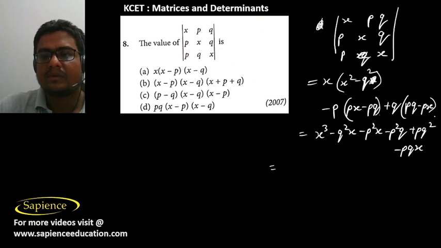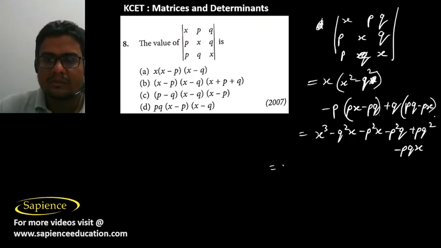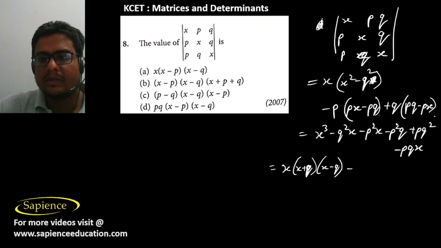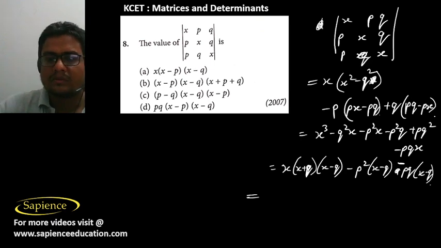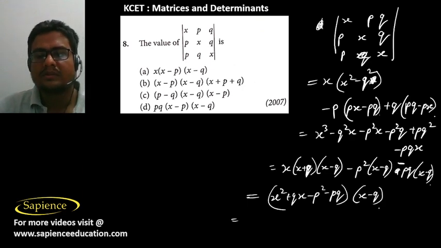Okay, so then here what we can do, we can take x minus q as common. So this we can factorize. So this will be x into x plus p, x plus q into x minus q. This will be minus p square into x minus q. This is plus pq into x minus q. So this will be minus pq into x minus q. So this we can write, this will be x square minus x square plus qx minus p square minus pq into x minus q.